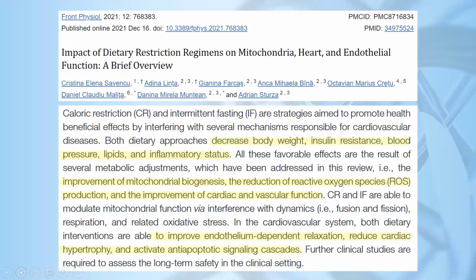In this article, they looked at how it affects the mitochondria and the heart's endothelial function. Both caloric restriction and intermittent fasting decreased body weight, insulin resistance, blood pressure, lipids, and inflammatory status. Part of that is through the reduction of reactive oxygen species, the production of ROS. It helped to improve mitochondrial biogenesis. Specifically in the cardiovascular system, both dietary approaches help to improve endothelium dependent relaxation.